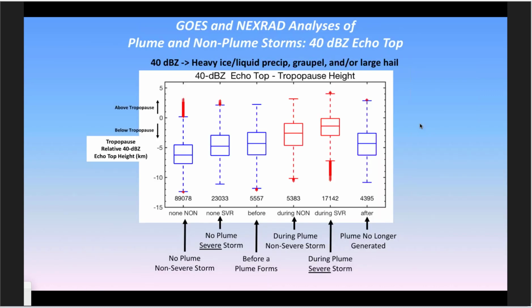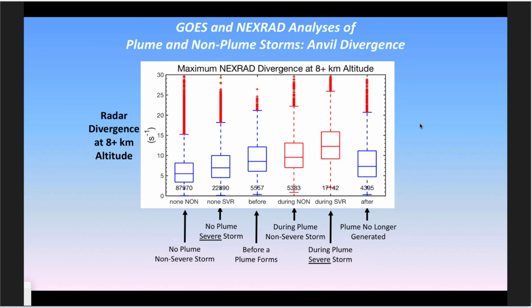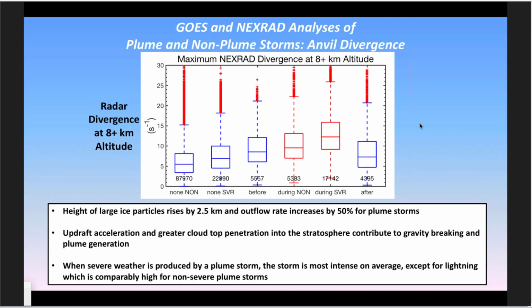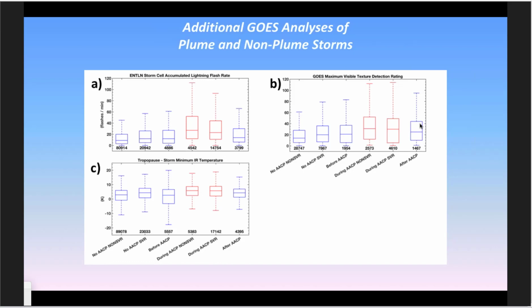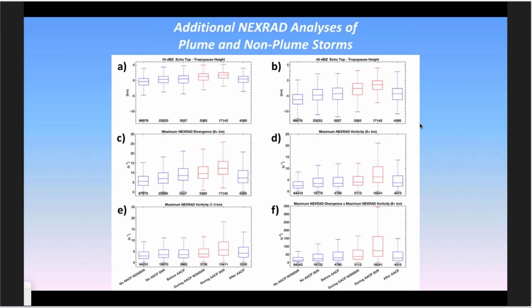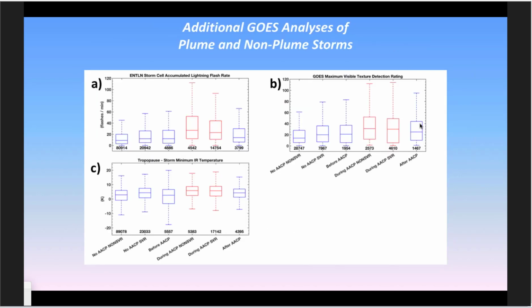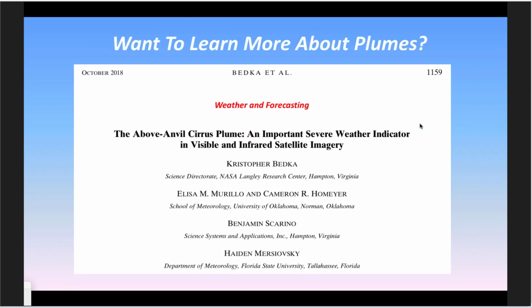So again, as you look at these various metrics, you continue to see that storms with plumes, and when the plume is being produced, updrafts are stronger, lightning flash rates are more frequent, and storm outflow rates are more intense. And there's a variety of other box and whisker diagrams that you can look at your leisure here, related to radar-based metrics and satellite and lightning-based metrics as well.